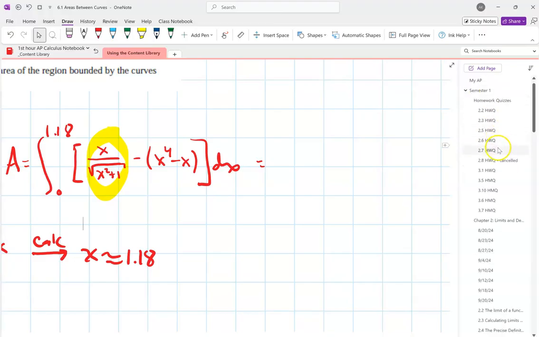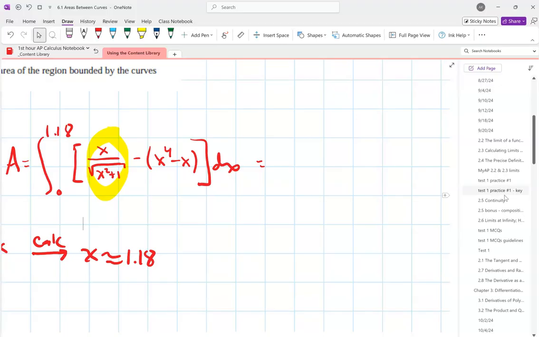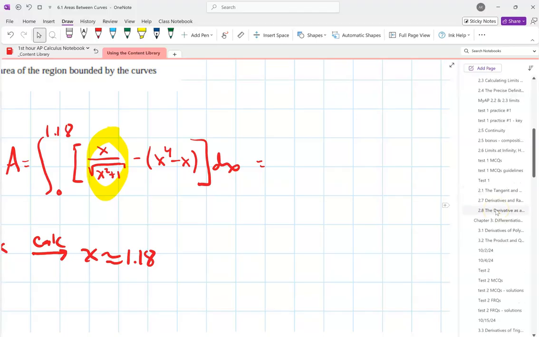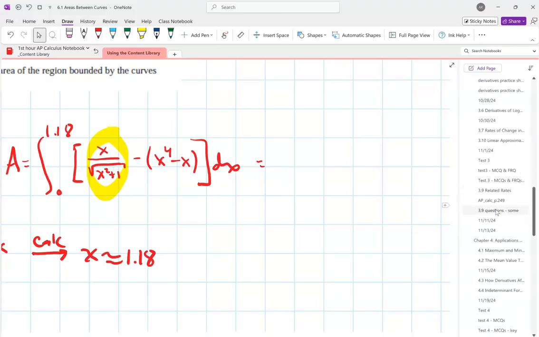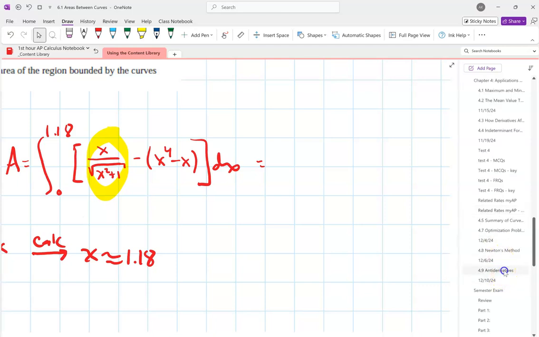Let's go back and double check. Sometimes that escapes me also. I just want to go here.